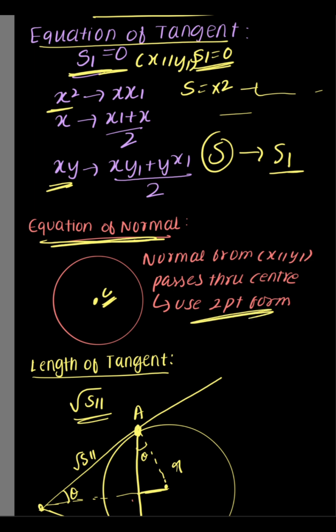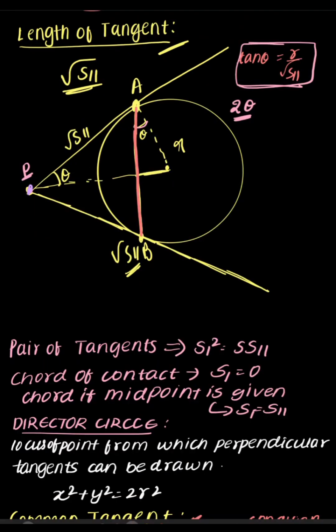So use two-point form and find the equation. So the next topic we're going to be talking about is the length of a tangent.